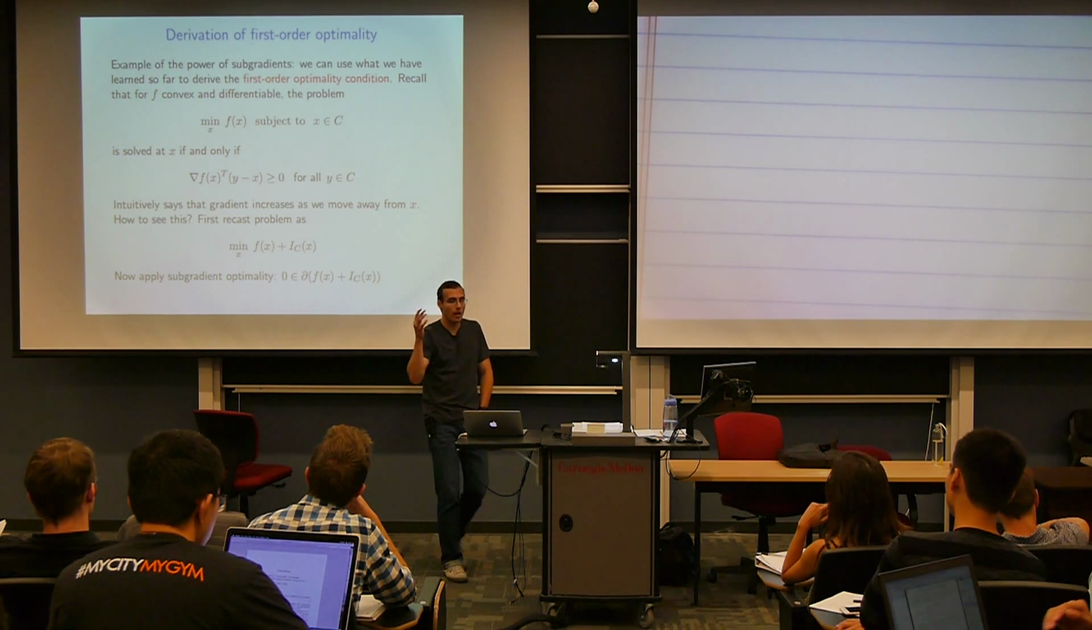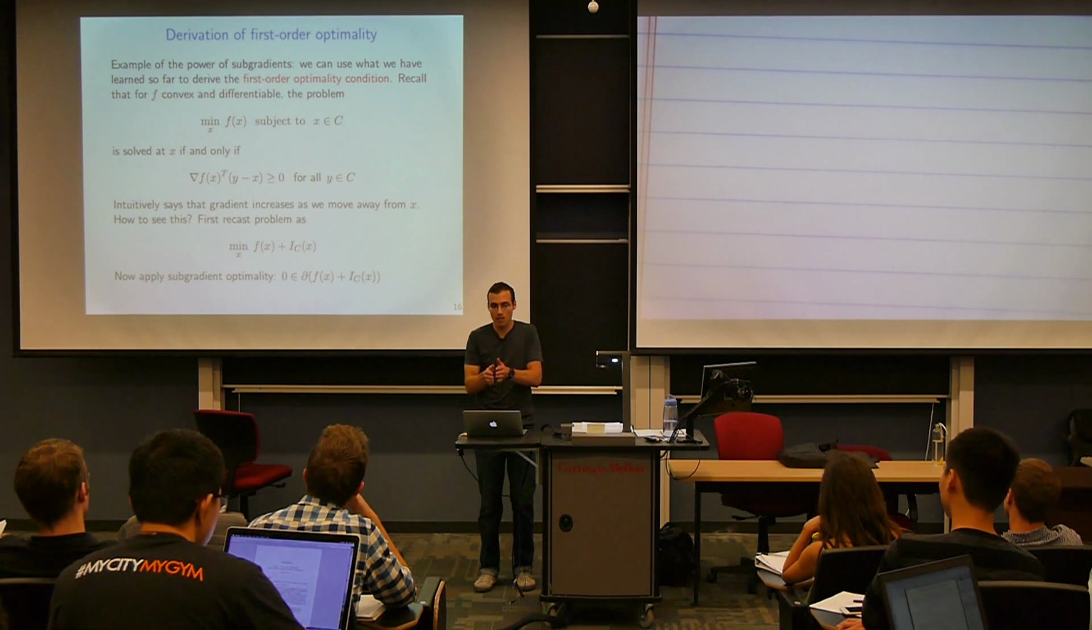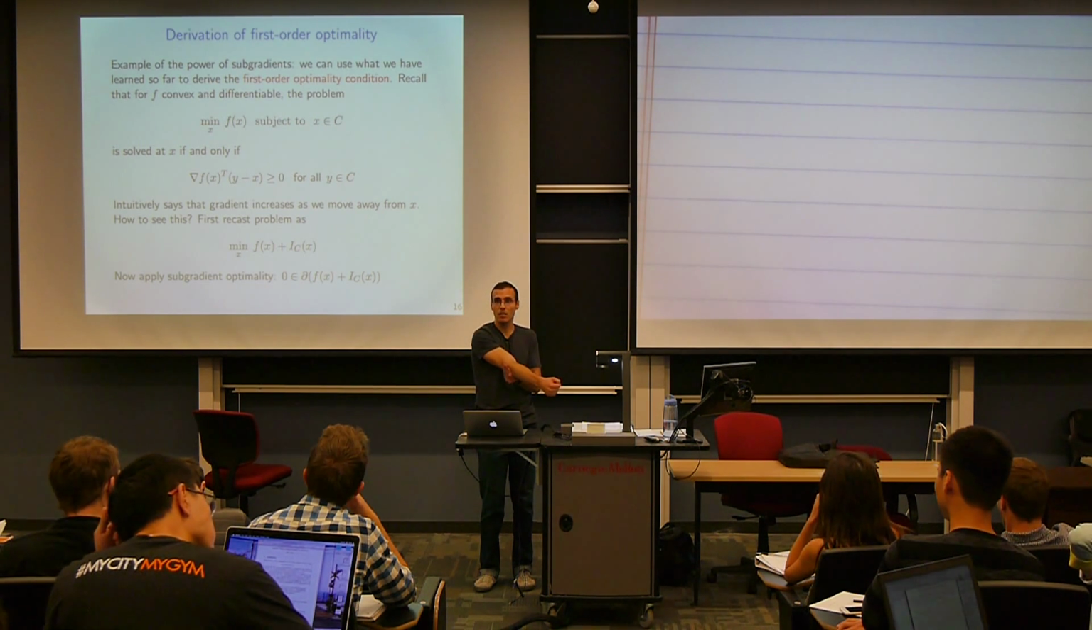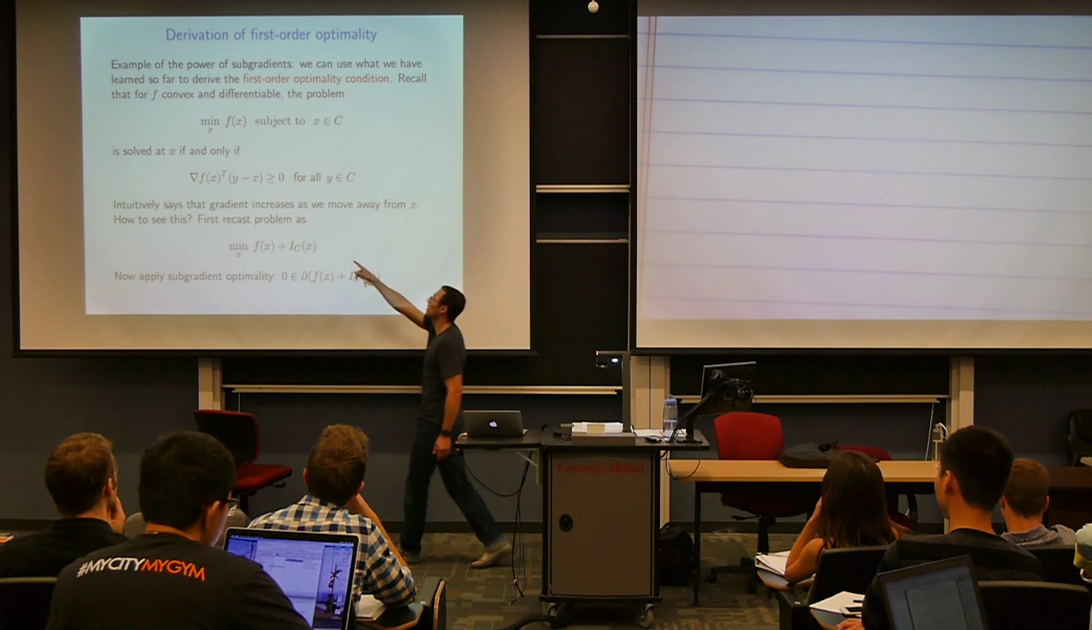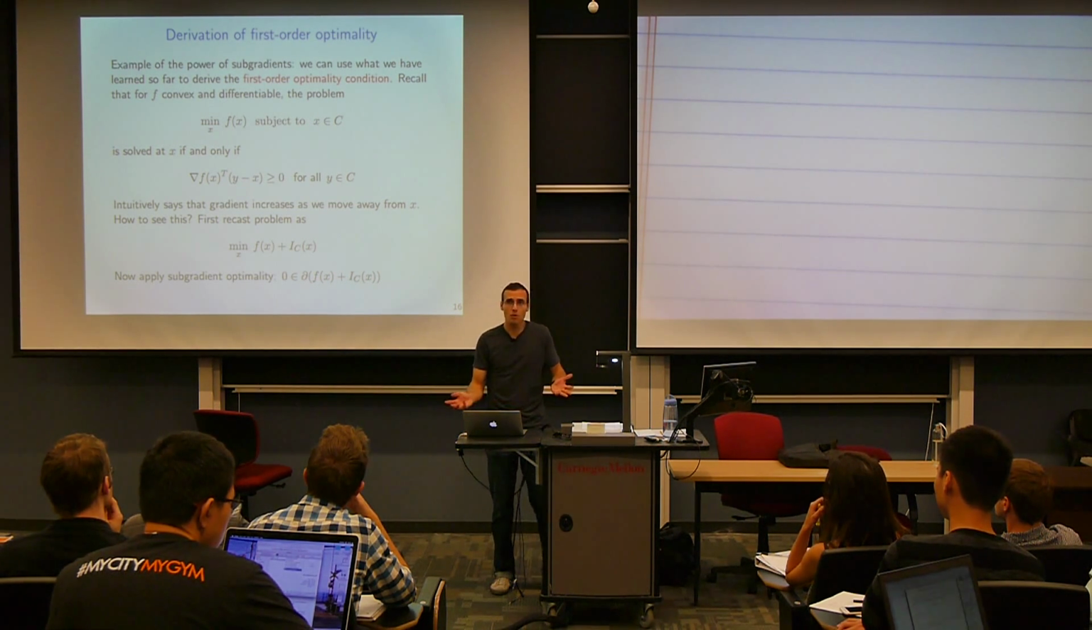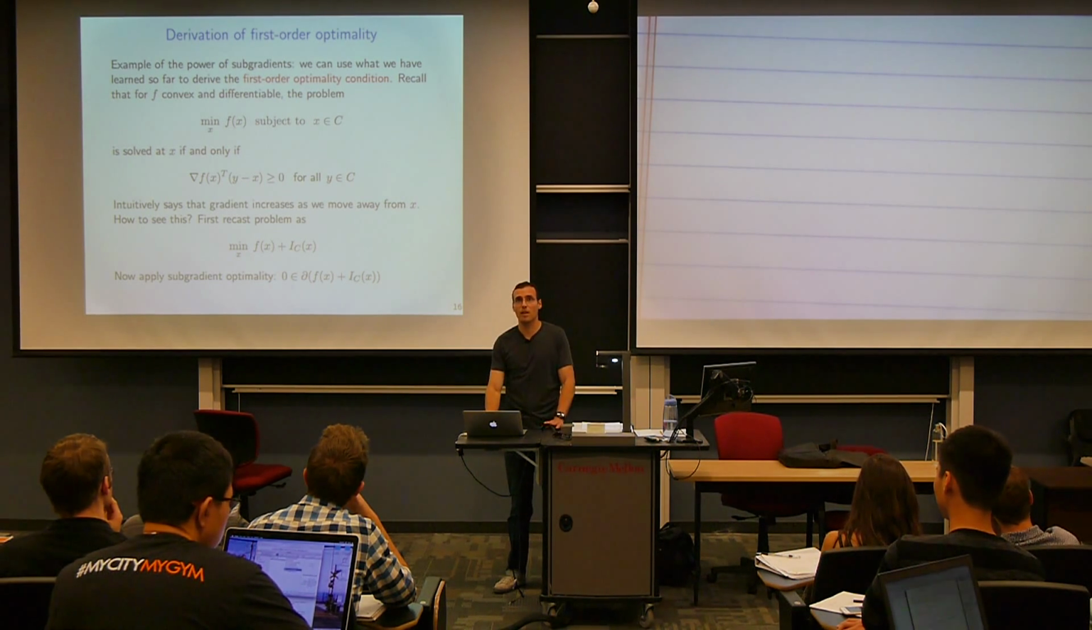Remember my high-level intuition: if you're at x and you try to move towards y, the gradient is telling you not to do that, because it only increases in the direction from x to y. We can prove this directly from the subgradient optimality condition and what we've learned so far. The proof is very straightforward.